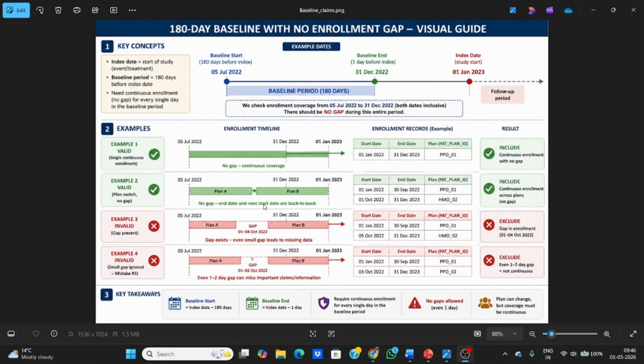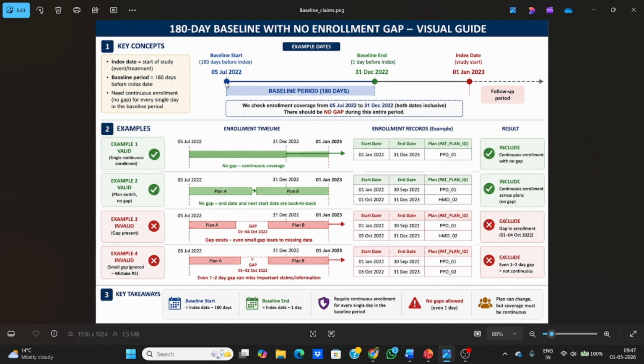We look at a couple of scenarios and ensure that we understand what an enrollment gap in the baseline period is. So we know what the index date is. We have taken an example of 180 days as the baseline period before the index date. And we are ensuring there is continuous enrollment or no gap in the insurance policy.